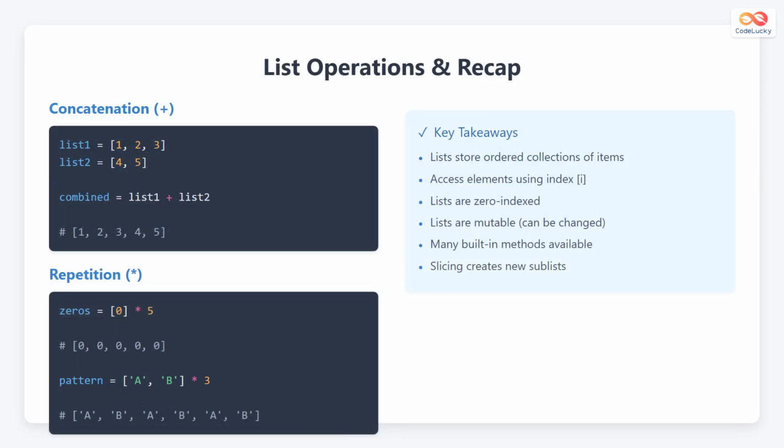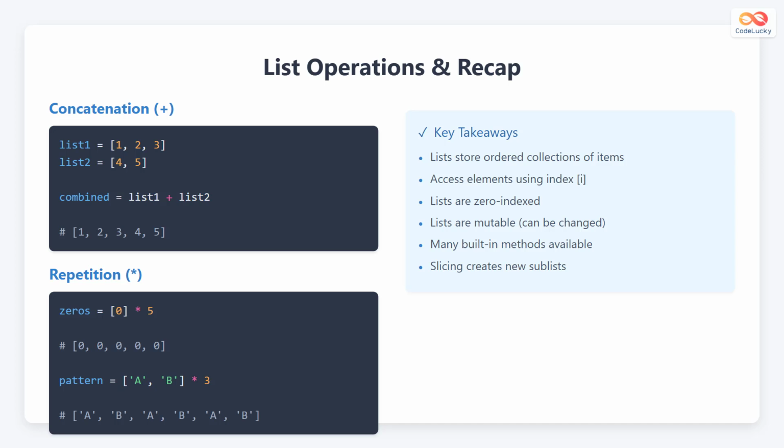List operations allow you to combine and repeat lists using operators. Concatenation uses the plus operator to combine two lists into a new list. Repetition uses the asterisk operator to repeat a list a specified number of times, creating a new list.